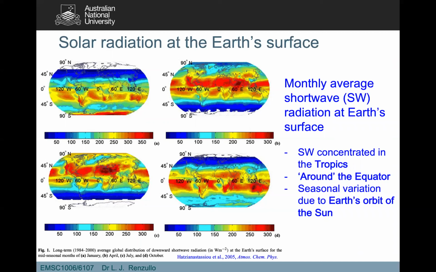And this graphic just shows that in January, for example, the top left, we have more intense heating south of the equator. Then as we move through the seasons, autumn, top right, winter, bottom left, and then spring time, bottom right, we see that concentration move about the equator in a north-south direction.